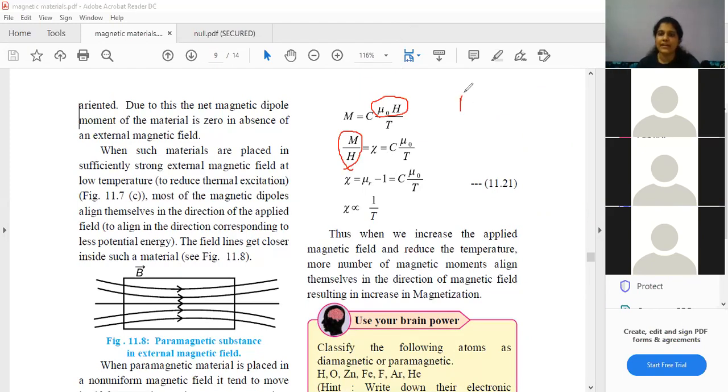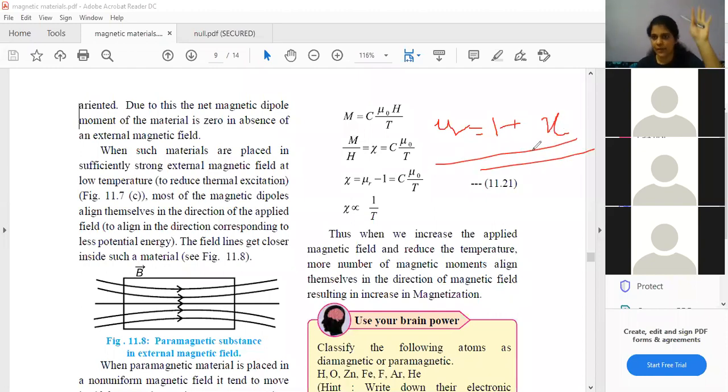If you remember, magnetization was directly proportional to H, and when you remove the proportionality sign, you get a constant which is nothing but magnetic susceptibility. I hope you all remember this. So magnetic susceptibility is nothing but M by H. Okay, fine. Students, mu r, that was relative permeability. Mu r is nothing but 1 plus magnetic susceptibility. This was done in the previous part of the chapter. So mu r is 1 plus chi. So susceptibility, if I take 1 on this side, will be mu r minus 1.